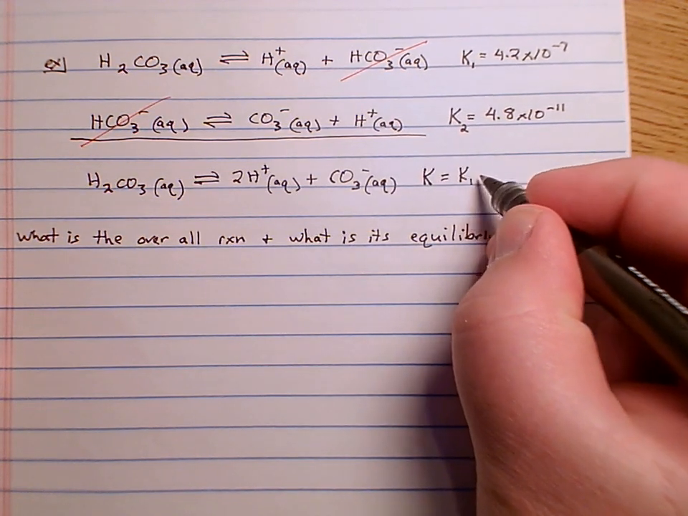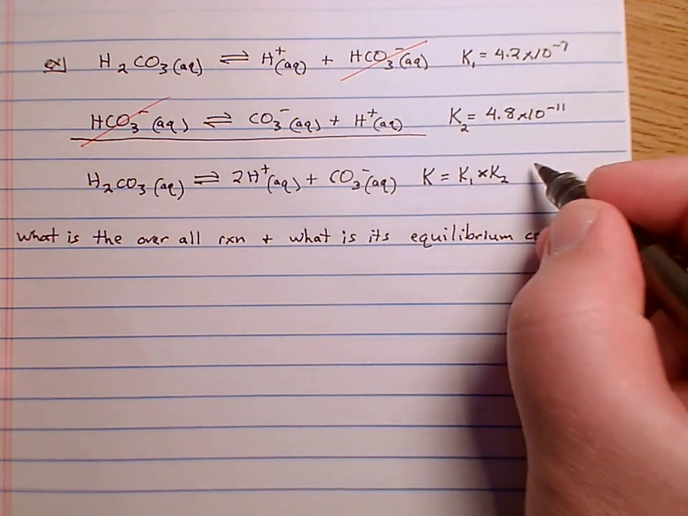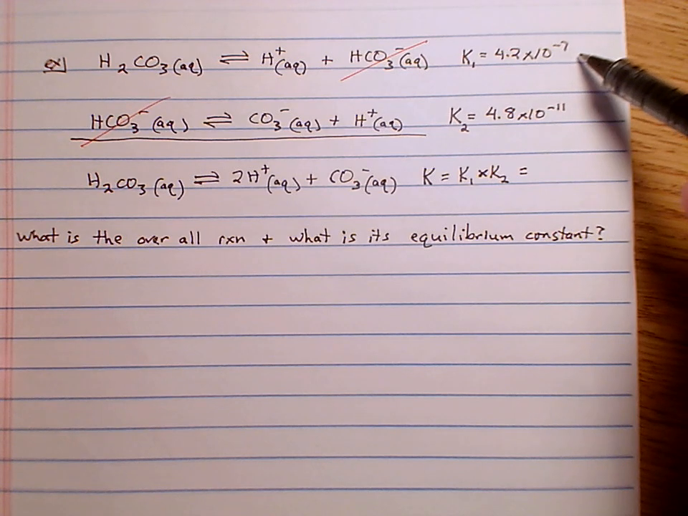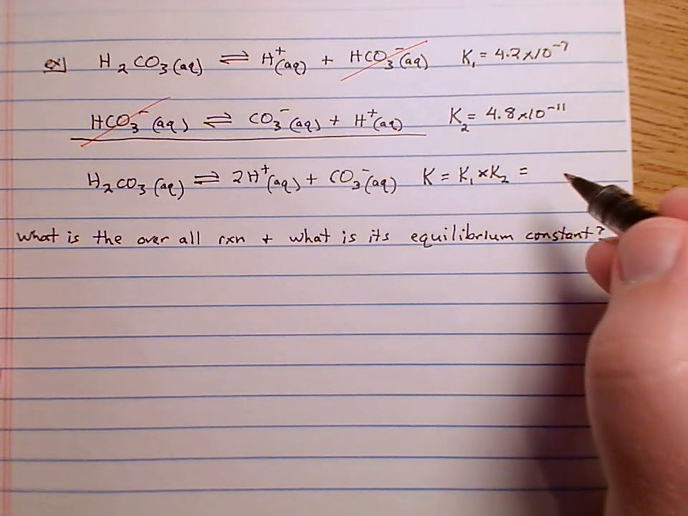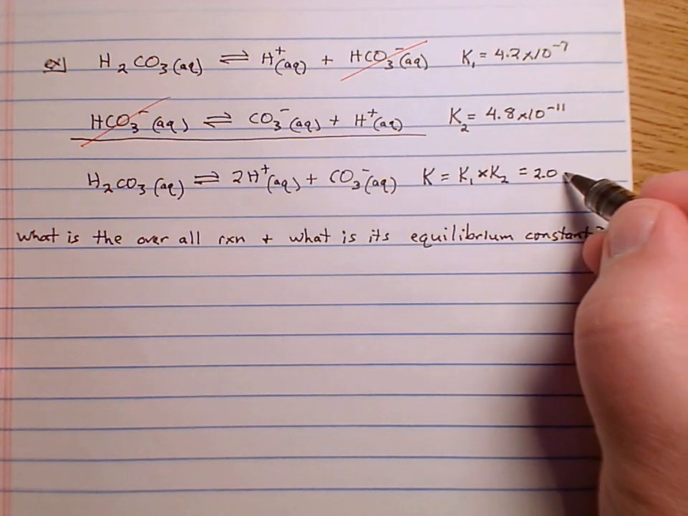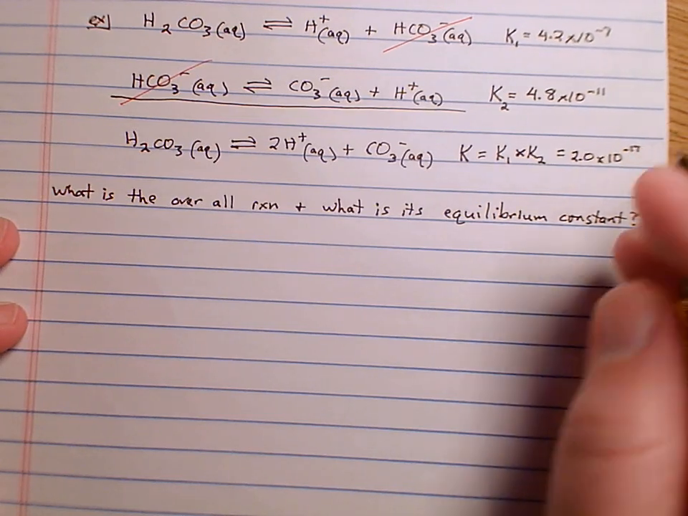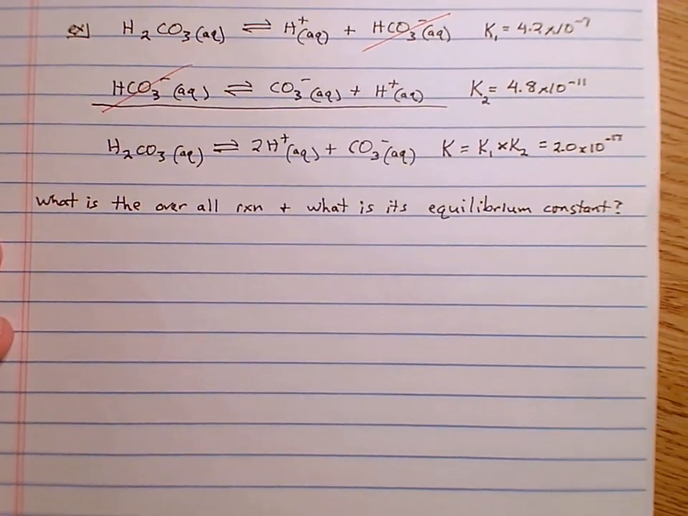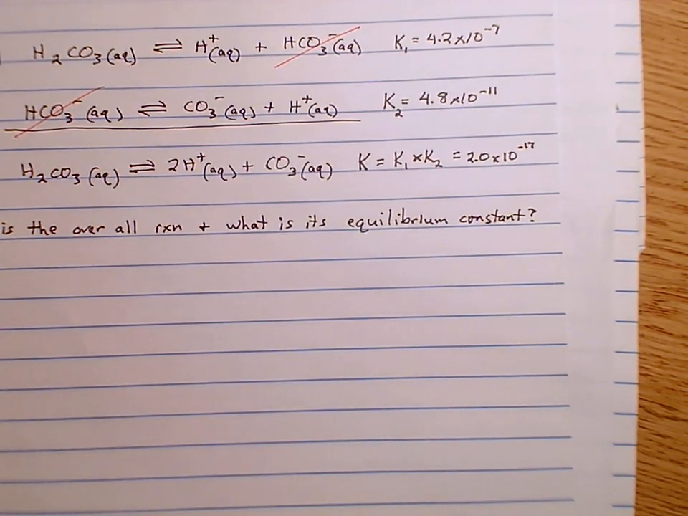Well, that's just going to be K1 times K2. It's just going to be 4.2 times 10 to the minus 7th times 4.8 times 10 to the minus 11th, a little calculator action, and we get 2.0 times 10 to the minus 17 as our equilibrium constant for that overall reaction. Yeah, it's not too difficult. I know you're pretty bummed by that. Don't worry, we're going to get into some difficult stuff later on.